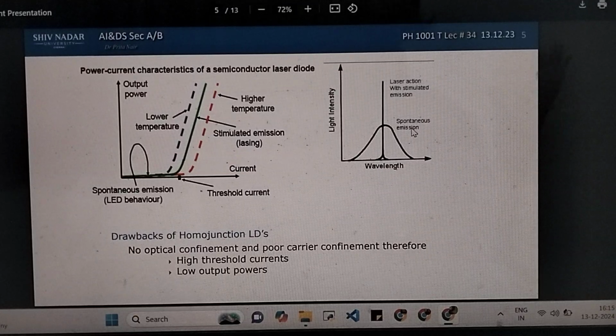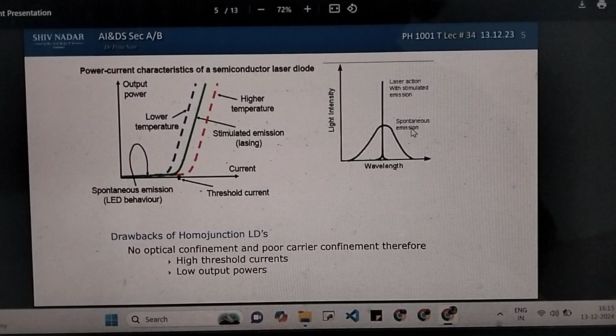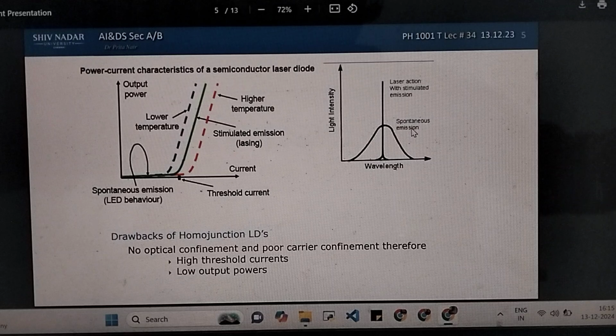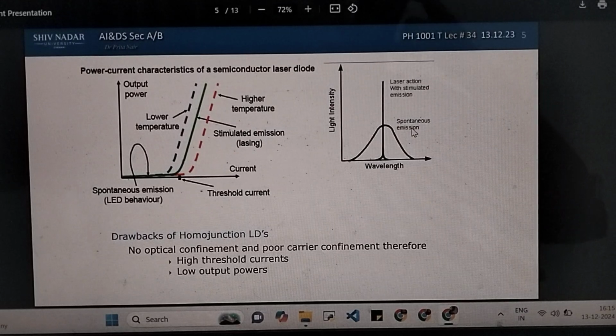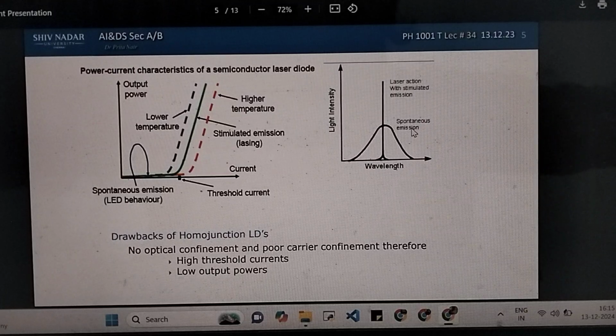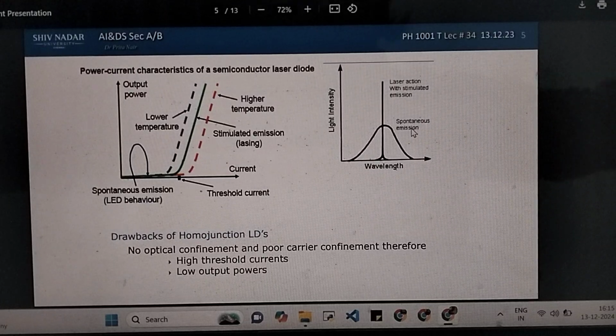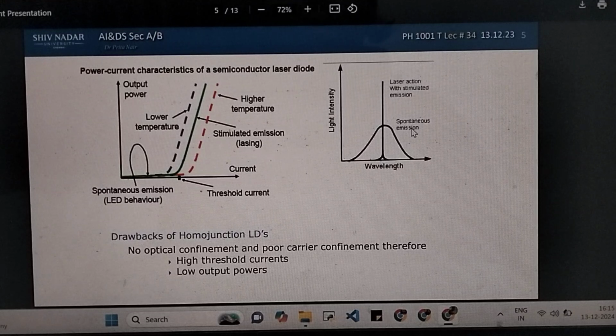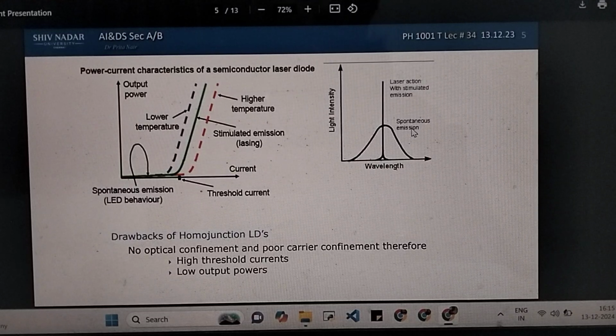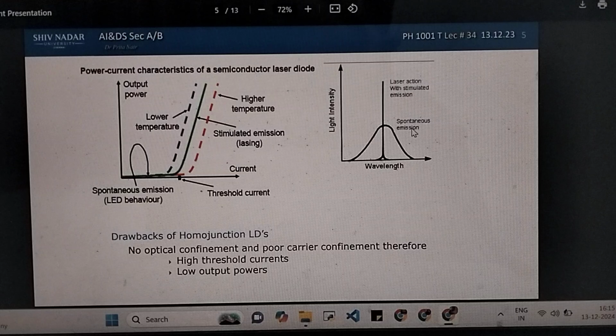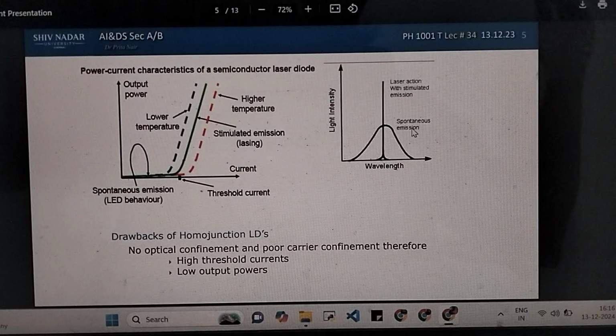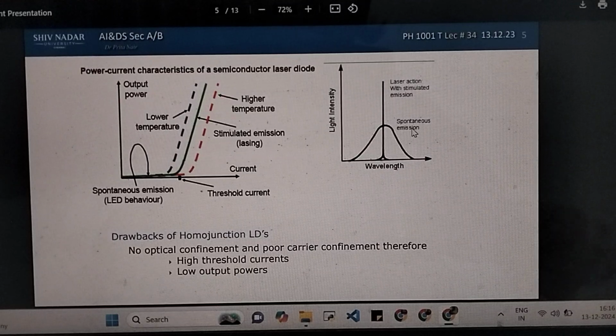What is non-radiative recombination? There is going to be recombination of holes and electrons in the junction region without giving out a photon. The energy might be given out in the form of heat or something else, but it is not in the form of light. And if it is not a photon, it is not going to help you in triggering stimulated emission. Laser light will not be produced. So as your temperature rises, you have to increase the threshold current to make sure radiative recombination still happens, and hence light is still produced, laser light is still produced.